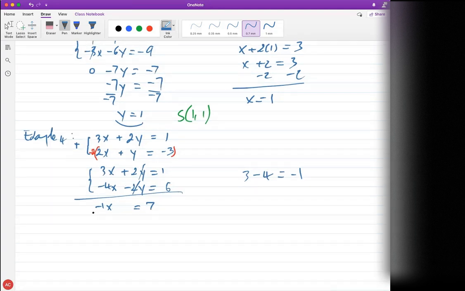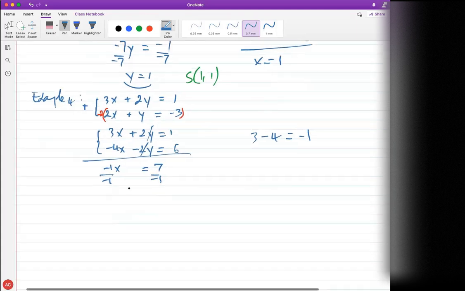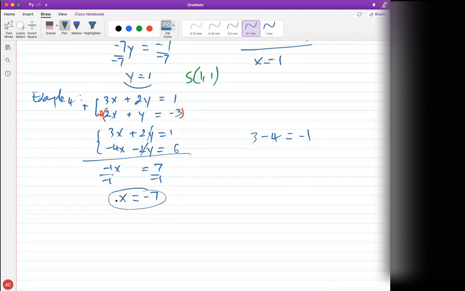Okay, and finally, we need to divide by -1 to get the x. Divided by -1, so x is -7. So that's half of our solution. We need to find the other half. So what do you do now to find the other value, y? What do you do with the x, -7, to find y?